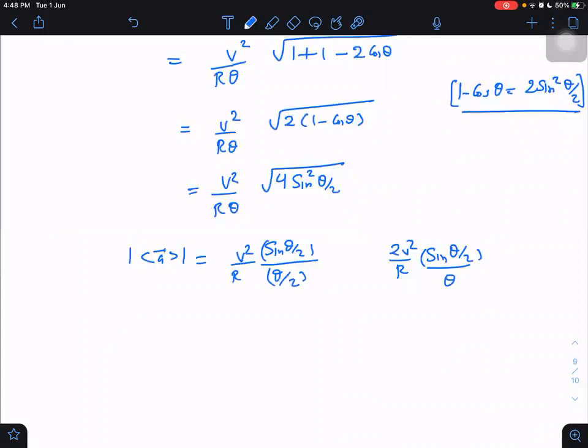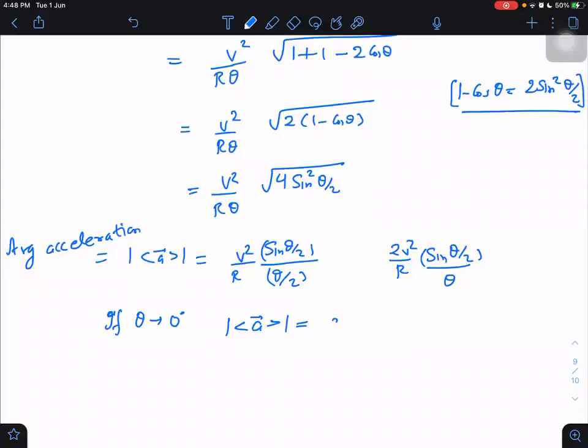Now I will do one more thing here. What will happen if theta tends to 0? What will happen to the sine of theta by 2 divided by theta by 2? It equals 1. No, I am not talking about the right hand side. I am asking what will happen to the left hand side. Now I am calling it average acceleration. Should I call it average acceleration even then?